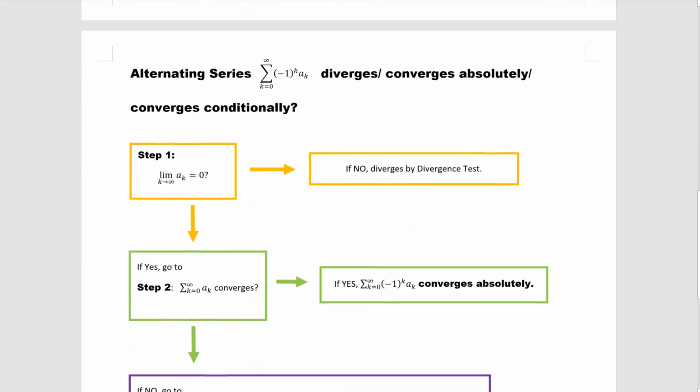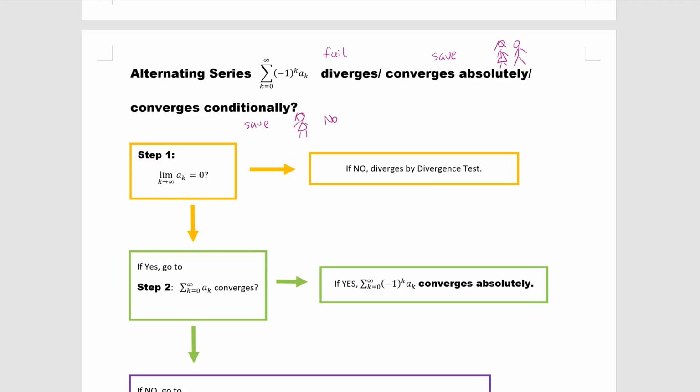But right now, we have 3 conditions. You either fail to save the princess; or you save the princess, and the princess wants to be your girlfriend; or you save the princess, but the princess doesn't want to be your girlfriend. So here are the 3 possibilities: diverges, or converges absolutely, or converges conditionally.